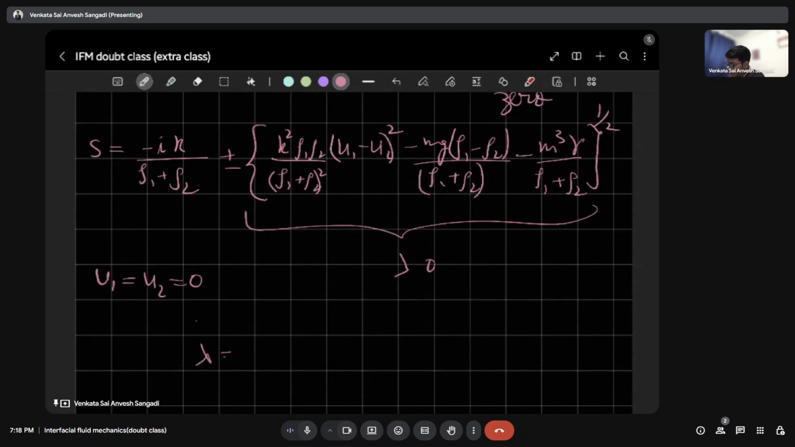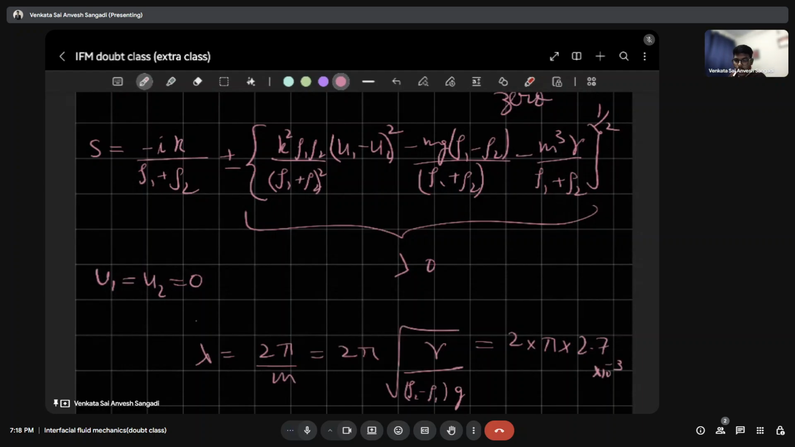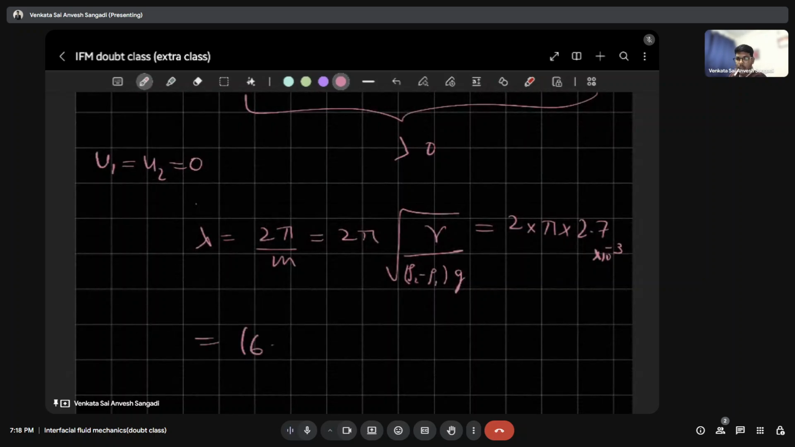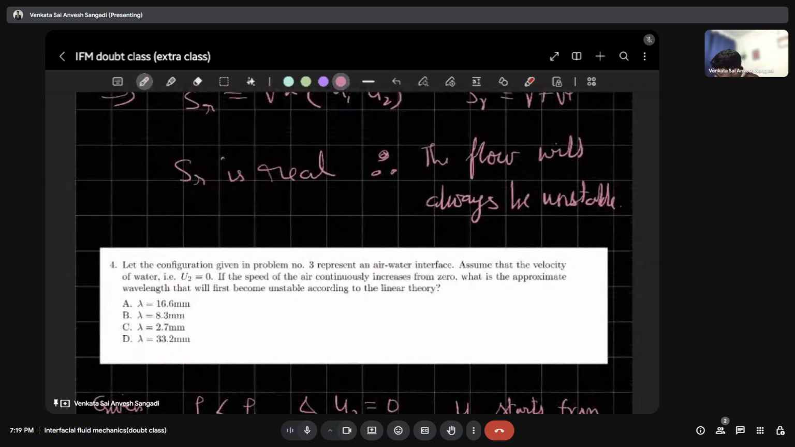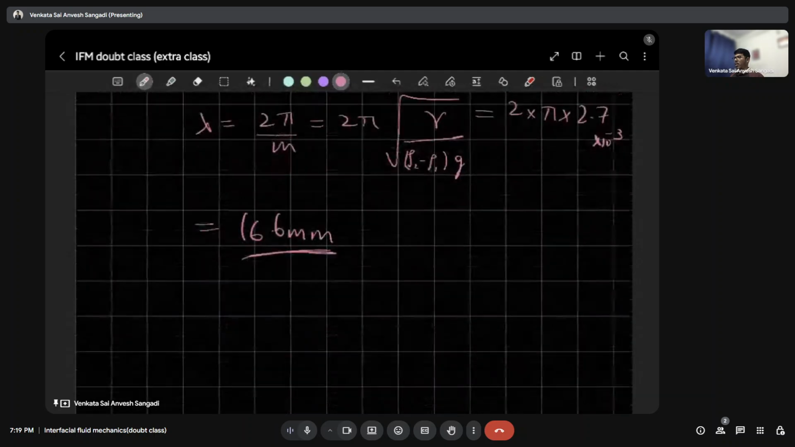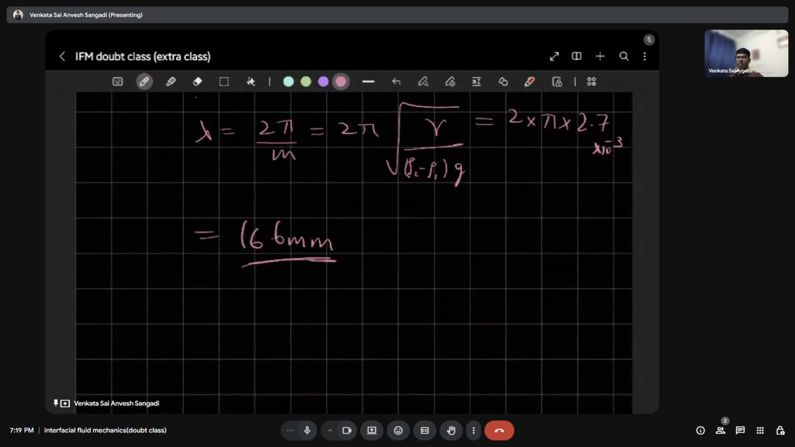Therefore lambda is equal to 2 pi by m, which is equal to 2 pi by the root of gamma by rho 2 minus rho 1 g, which is equal to 2 into pi into the square root of 2.7 into 10 power minus 3. So this comes out to be 16.6 mm. So the correct option is option A, 16.6 mm.